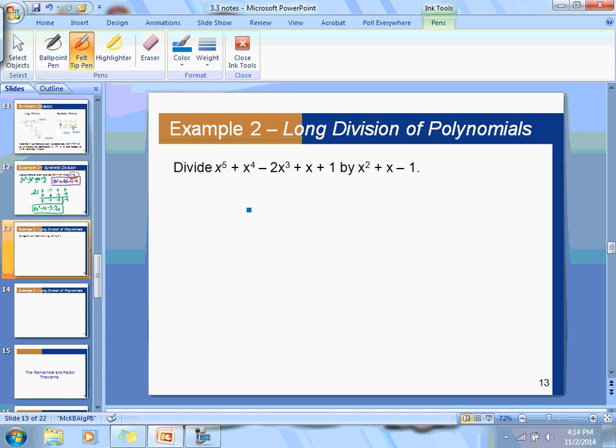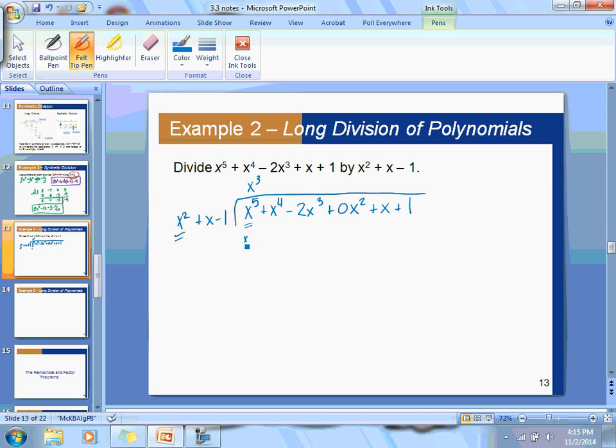Okay. So I'm going to set up my x to the 5th plus x to the 4th minus 2x to the 3rd plus 0x squared plus x plus 1. And I'm going to divide it all by x squared plus x minus 1. Okay? Now you start off the process the same as we did before. You say, what do I have to multiply x squared by to get x to the 5th? That's going to be an x to the 3rd. And then you're going to distribute that x to the 3rd to all 3 of those terms in your divisor.